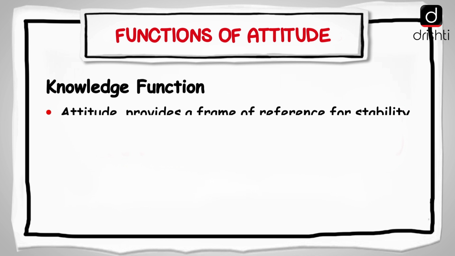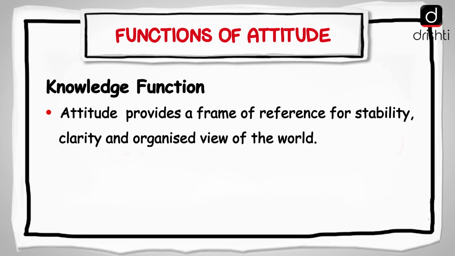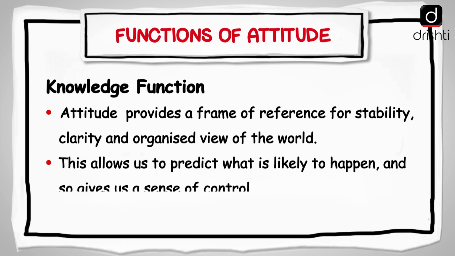And lastly, knowledge function. Attitude provides a frame of reference for stability, clarity, and organized view of the world. This allows us to predict what is likely to happen and so gives us a sense of control. Some attitudes are beneficial because they help to make the world more understandable. For example, people who are not familiar with nuclear energy may develop an attitude towards nuclear energy that it is dangerous and should not be used as an energy source.